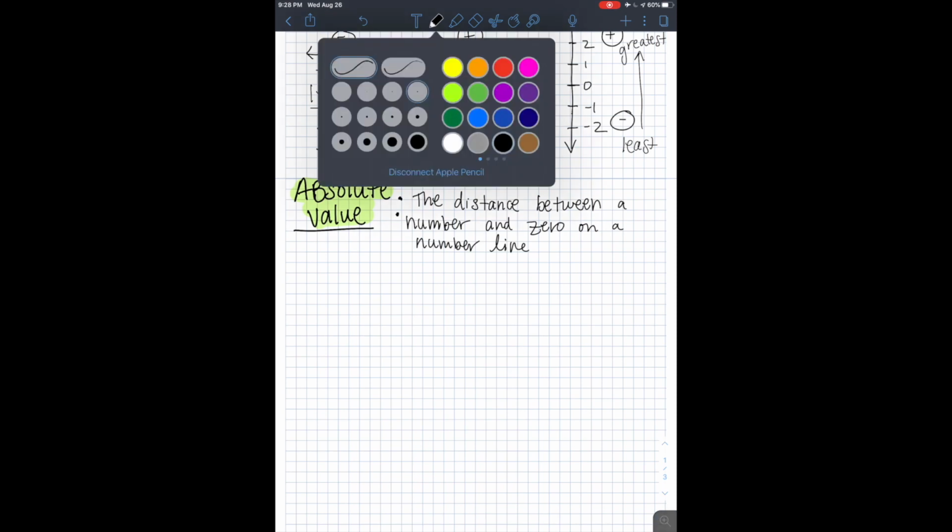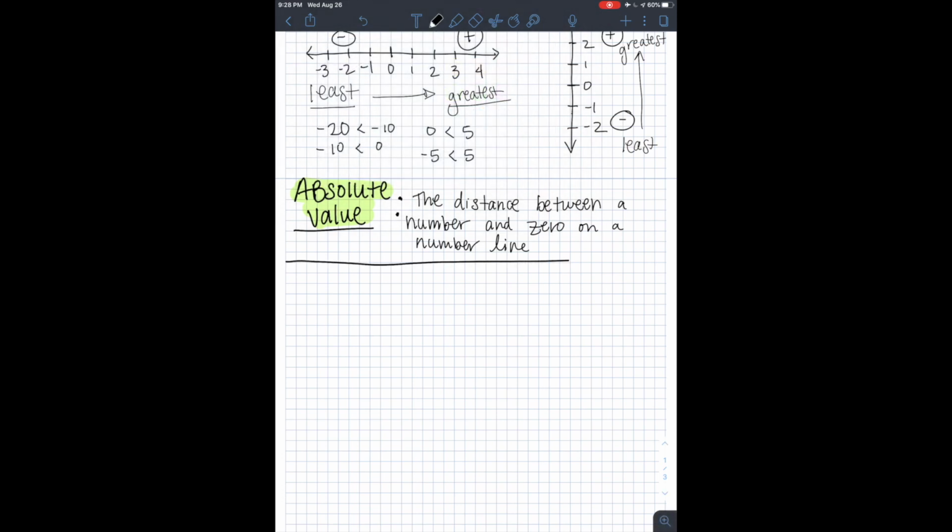Okay? I'm going to draw a line underneath our key terms. Key terms I highlighted in green, and we're going to talk about how we use the number line.